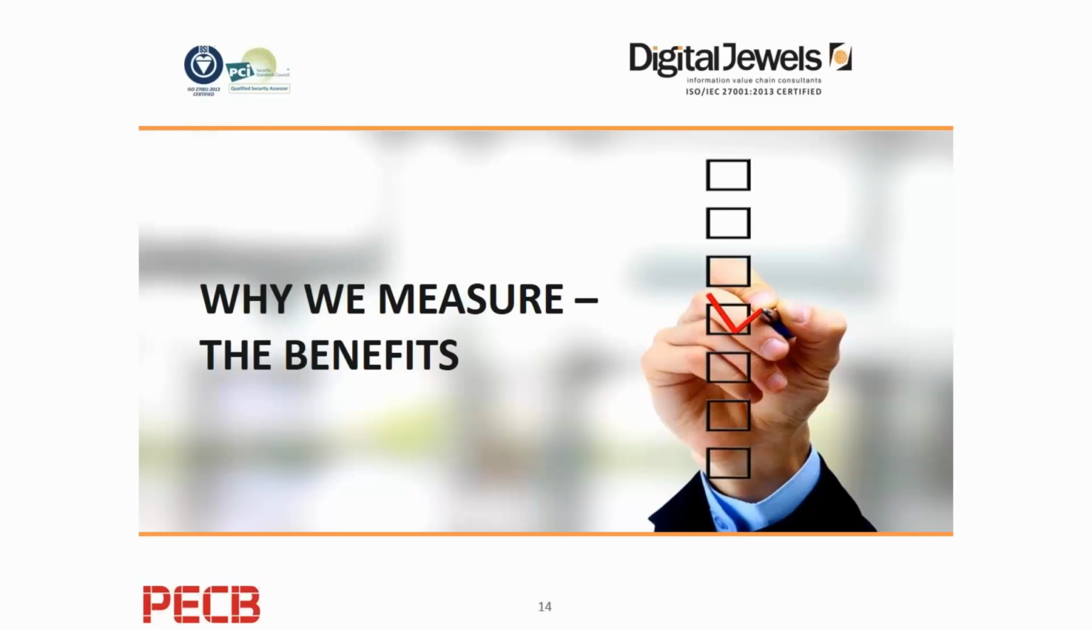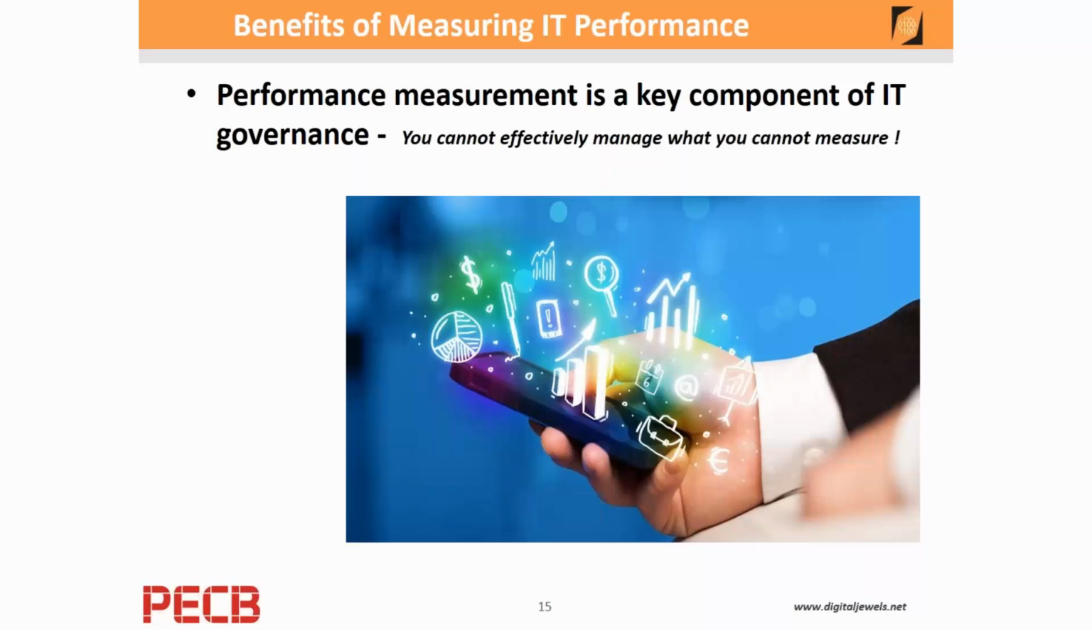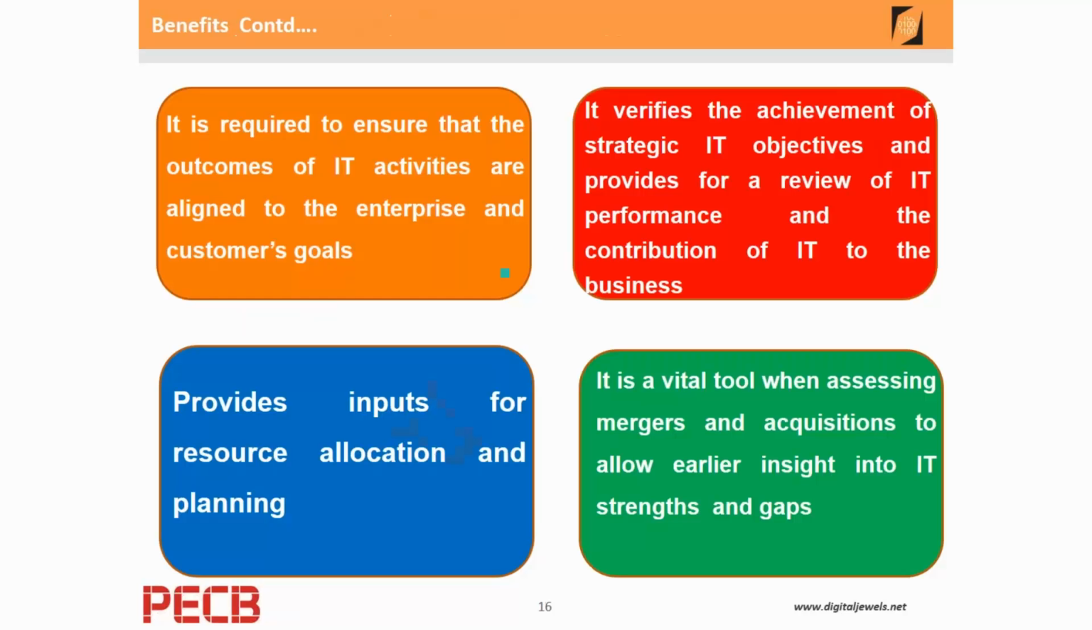Why do we measure the benefits? Benefits, of course, there are many, but I'll start with a quote that says, "You cannot effectively manage what you cannot measure." It's very, very key that performance measurements are a key aspect of IT governance and thus helps to determine the performance of IT. Part of the benefits is there is a need to ensure the alignment. You can see the mention of alignment reoccurring because that is a very key and topmost objective in any form of performance measurement.